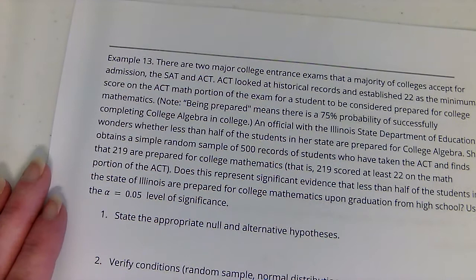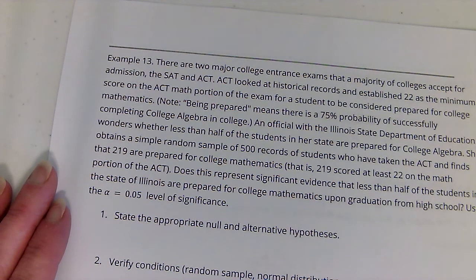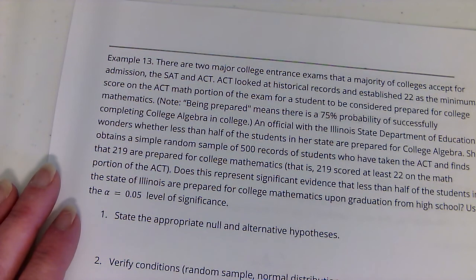Okay, so there are two major college entrance exams that a majority of colleges accept for admission, SAT and ACT. ACT looked at historical records and established 22 as the minimum score on the ACT math portion of the exam for a student to be considered well prepared for college mathematics. And I believe this is kind of old, but that's okay. Being prepared means there is a 75% probability of successfully completing college algebra in college.